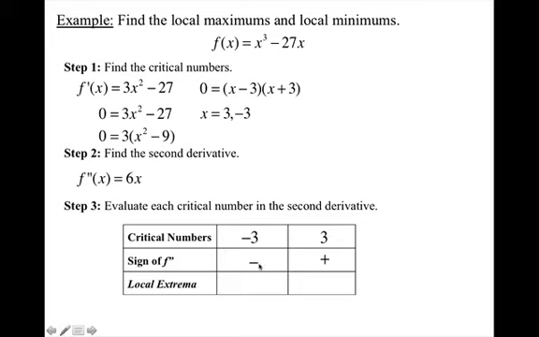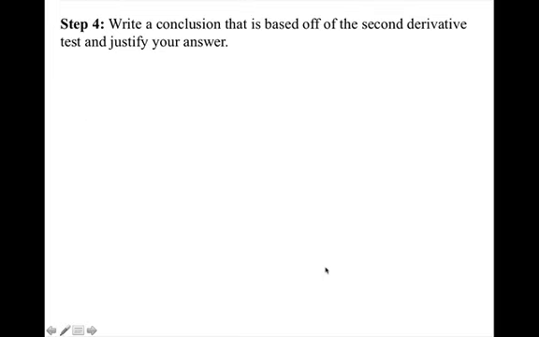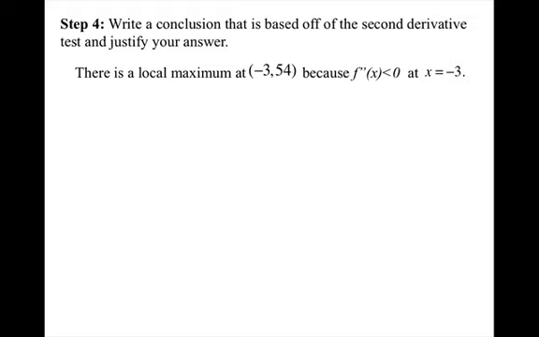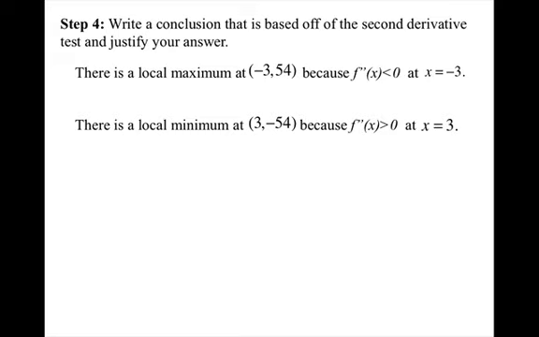That means since I got a negative value out, I'm going to have a maximum. And x equals 3 gives me a minimum. So the justification that I would use to write my answer would be that there is a local maximum at negative 3, 54 because f double prime is negative at x equals negative 3. There is a local minimum at 3, negative 54 because f double prime is positive at x equals 3.